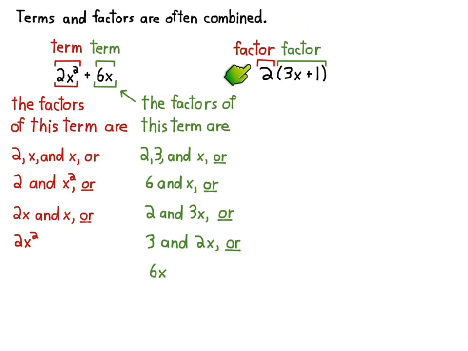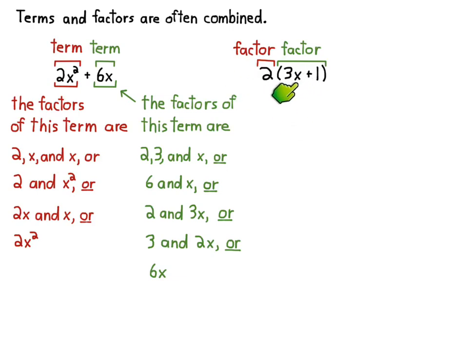right? Oops, sorry, circling the wrong thing. 3 is not a factor of the whole expression. 3 is only a factor of the first term of the second factor of the whole thing. So you have a factor and a factor. Then within this factor, you have two terms, 3x and 1. Those are terms of this factor, not of the whole thing.